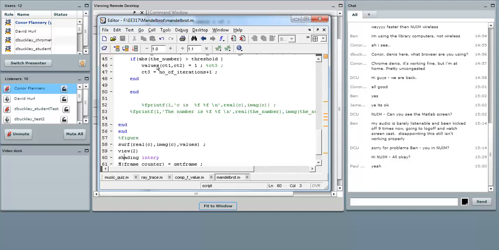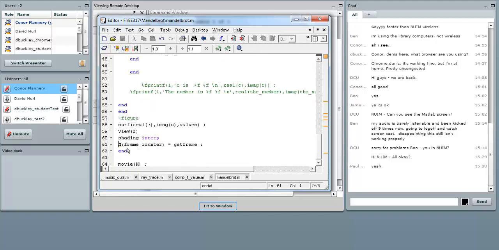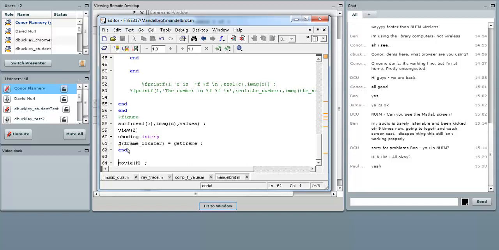So we end up with a matrix called values, which is full of zeros and 1s. And then we just plot it. We use what's called a surf command, which makes a nice 3D plot. You can do some nice shading and view it from above using this view command. And we can set the counter and make a movie. Okay. People happy with that as a general idea?